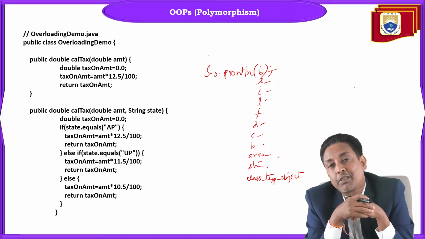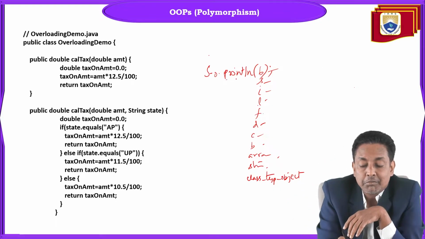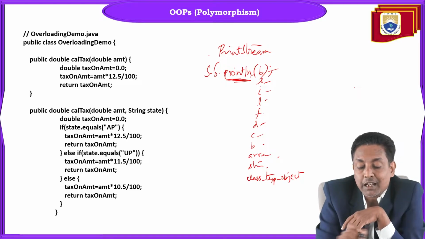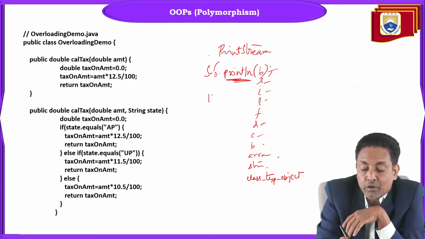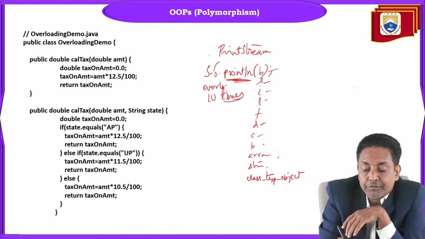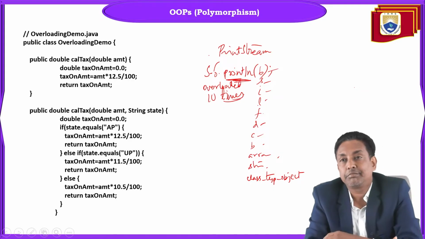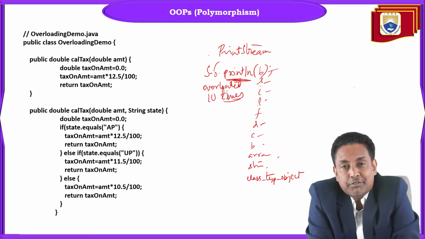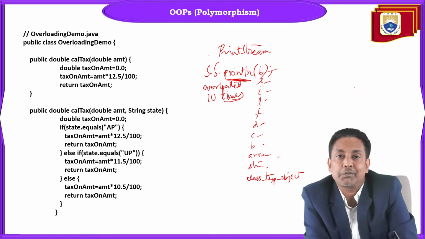How come? Because in this PrintStream class, this out is nothing but an object of the PrintStream class. This class exists in the java.io package. In the PrintStream class, this println method exists and is overloaded about 10 times. If you look at it, you will find the println method many times.